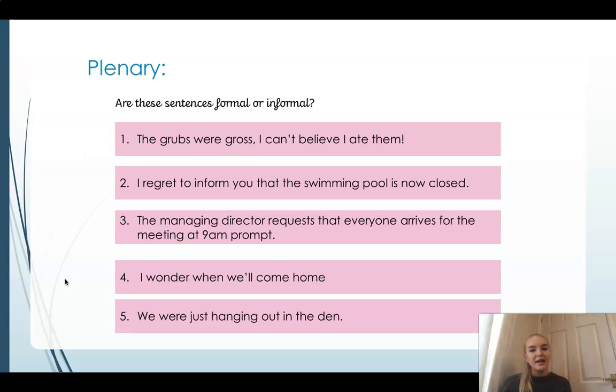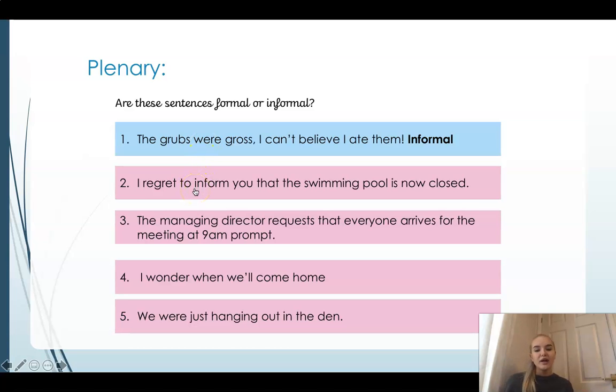Okay, your final plenary today is to work out whether these sentences are formal or informal. Pause the video now and have a think. Okay, how did you do? The first one, the grubs were gross, I can't believe I ate them. Wow, that is definitely informal.